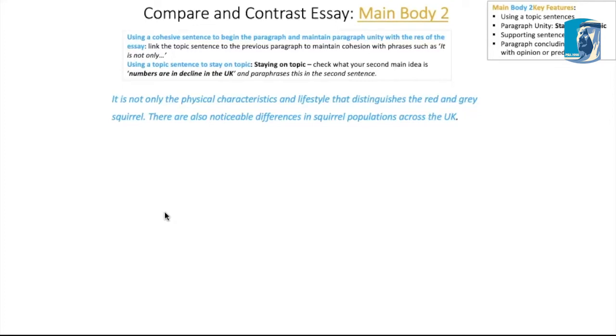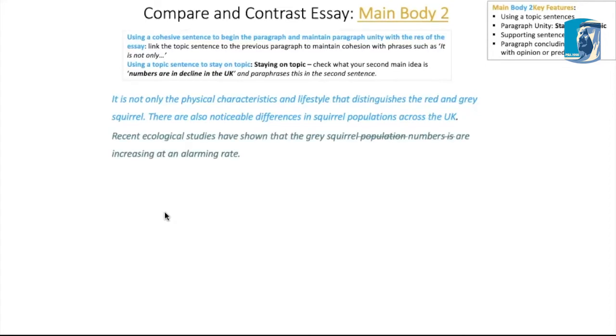Use a topic sentence: "There are differences in squirrel populations," and make sure it is specific to either your location or time or wherever it is that you want to narrow your focus down to. So that cohesive sentence links this paragraph to the rest of the essay, to that introduction and main body 1, and also that second sentence, which is in fact that topic sentence that shows I'm staying on my topic. I'm only here to talk about population numbers.